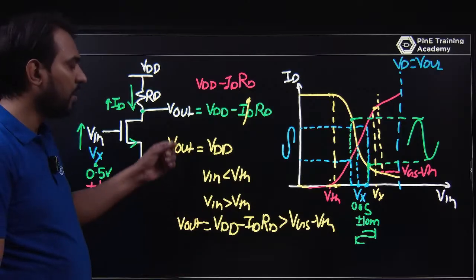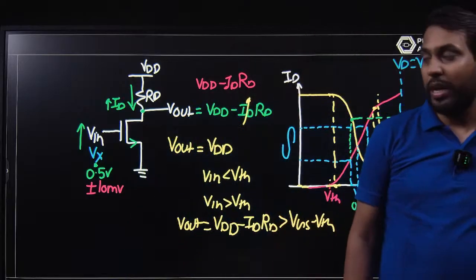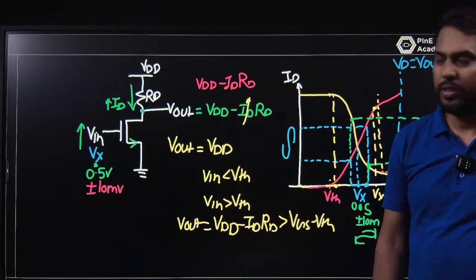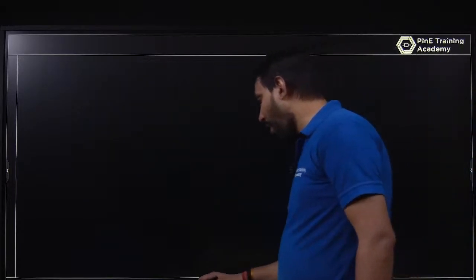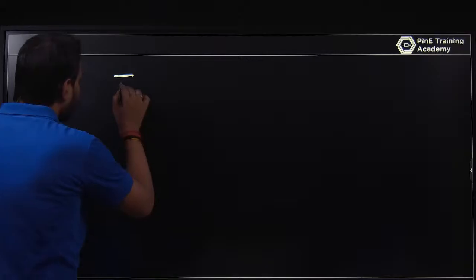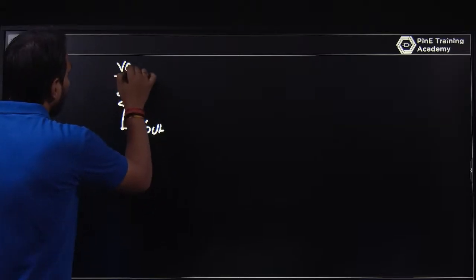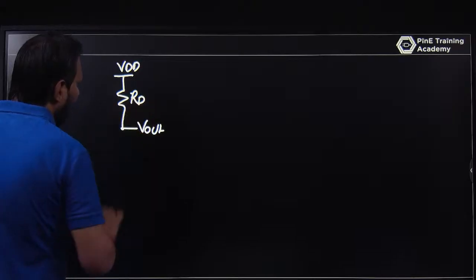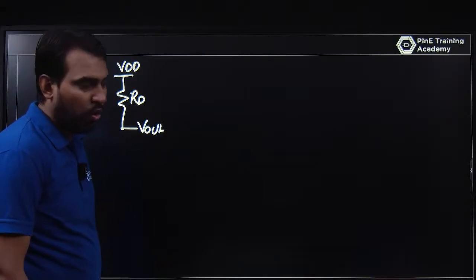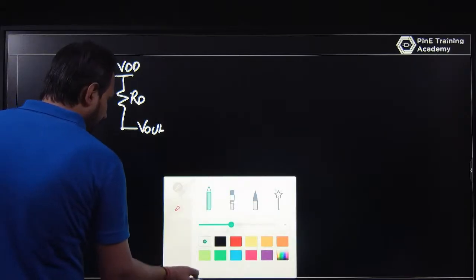So the point you are focusing on is the operating point. Your operating point should be very good. Okay, if you have a good operating point, then only will the MOSFET be in a good region. So let's talk about the operating point. I am just making the circuit like this. Let this be Vout, this is your VDD, and this is your RD. And we know that Vout can change from 0 to VDD. So if this is happening, what will be present?